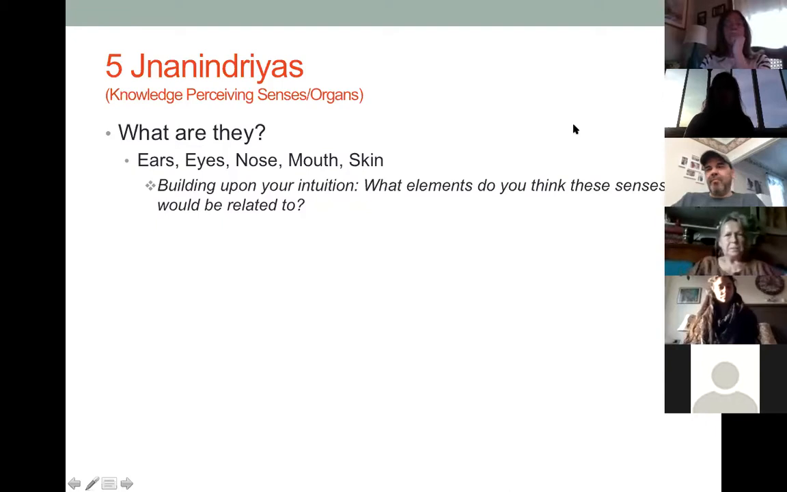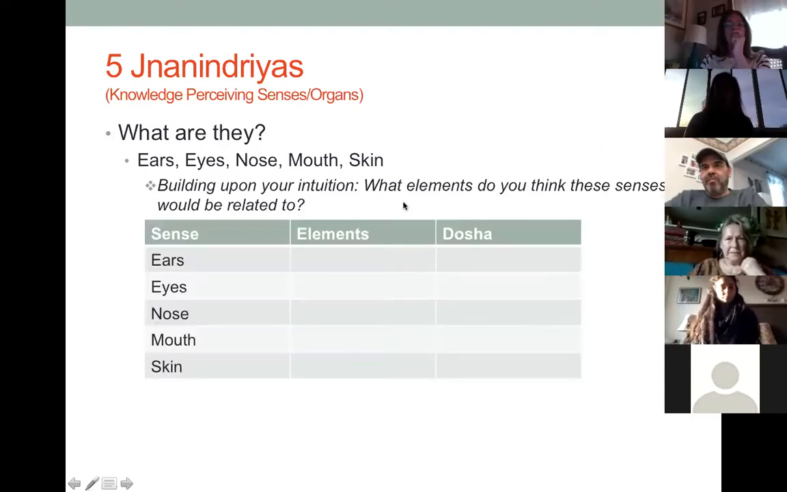And here we go. So we can see, share results. There we go. So here we can see most folks thought the ears were related to space. And you are correct, right? The ears take in sound through space, and the reverberations that sounds make on the eardrum. So that is the case.